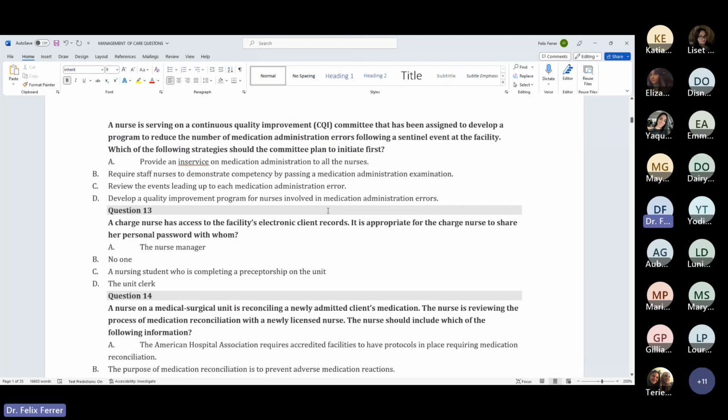A nurse serving on a continuous quality improvement committee has been assigned to develop programs to reduce the number of medication administration errors following a sentinel event at the facility. Which of the following studies should the committee plan to initiate first? C. Review the events leading up to each medication administration error. So yeah, after any sentinel event, the first step is always to analyze what caused the mistake.